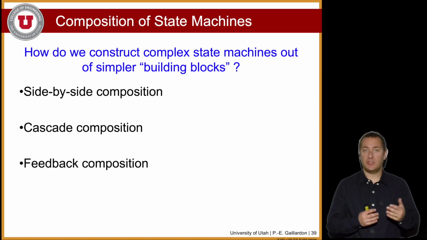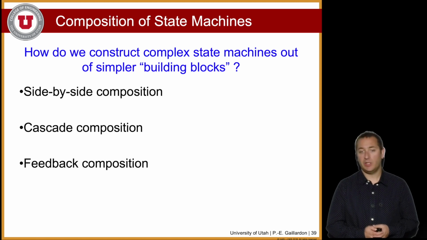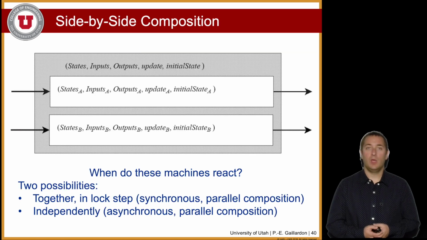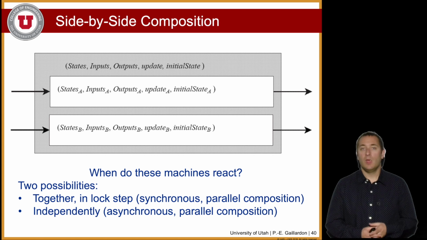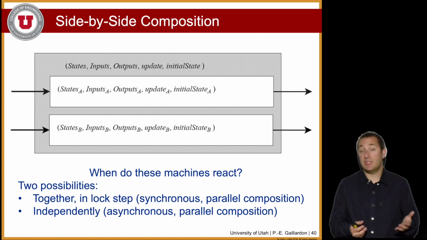So you have this notion of side-by-side composition, cascade composition, or feedback composition. Let's review actually only the first two. In side-by-side composition, you have two finite state machines with independent inputs and outputs. Why do you want to do that? Because you want to specify a common reaction model, or actually specify how they behave together, one to the other.